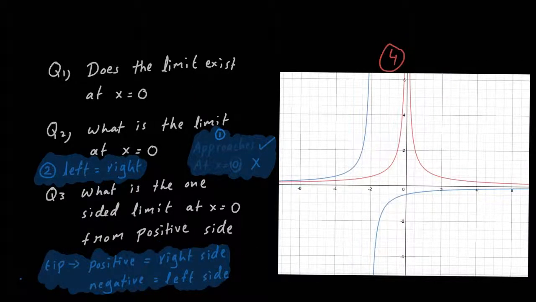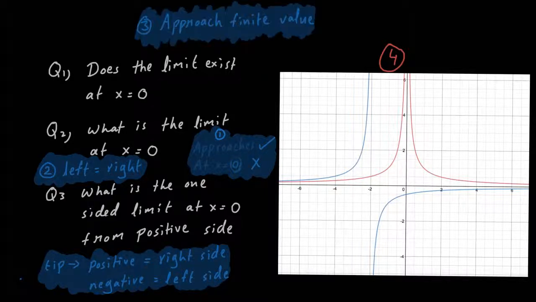This red graph is the fourth possible type of question that you can get in your exam. Question 1. Does the limit exist at x equals 0? We already know the two rules to finding limits. Here I will tell you the third one. It should approach a finite value.